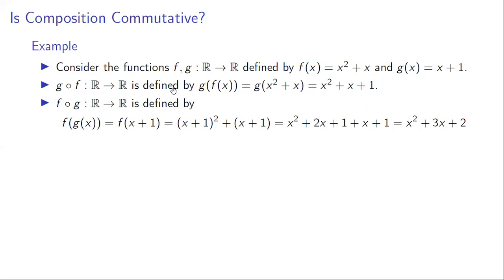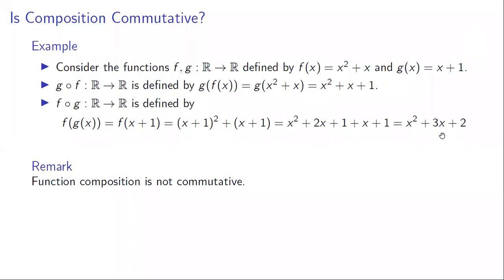Notice that g circle f is x squared plus x plus 1. f circle g is x squared plus 3x plus 2. So notice that g circle f is not equal to f circle g, right? This formula produces different results in many cases than this formula. So these two functions are not equal to each other. So here's a remark. Function composition is not commutative. How do we know that? Well, we see that from this example that we just did.